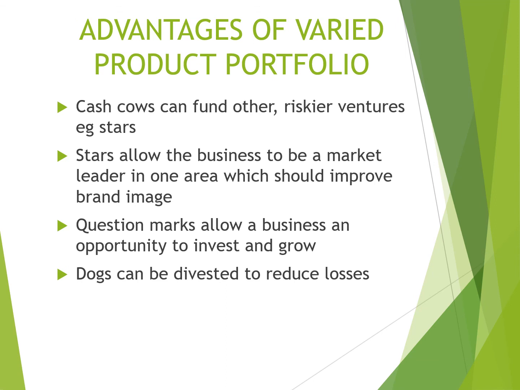So what are the advantages then to an organisation of having a varied product portfolio? Cash cows, we talked about these with your Kellogg's cornflakes and your Microsoft Office, etc. They can fund other riskier ventures. So they're giving you easy money and you can then fund your stars, etc. Stars will allow the business to be a market leader in one area, which could improve their brand image. Stars are high growth industries, high selling products, high market share.